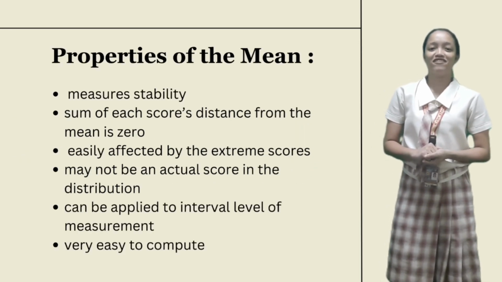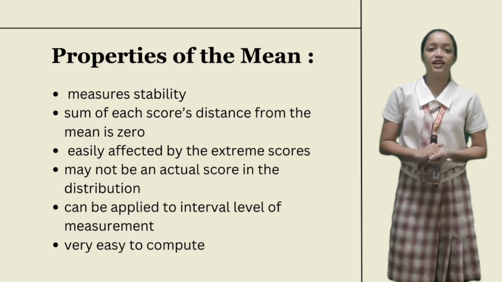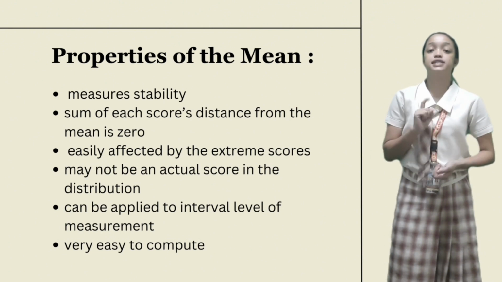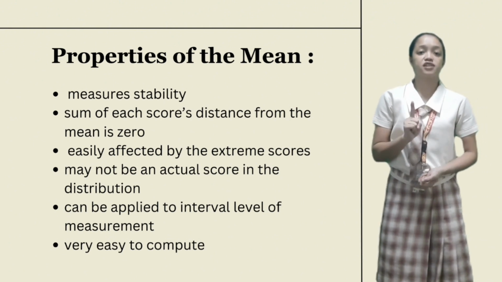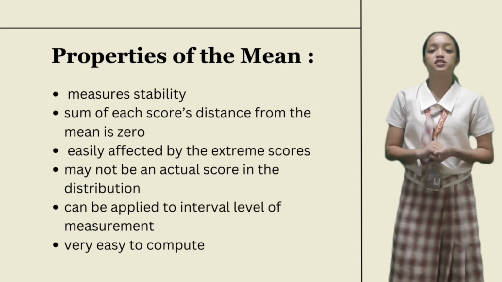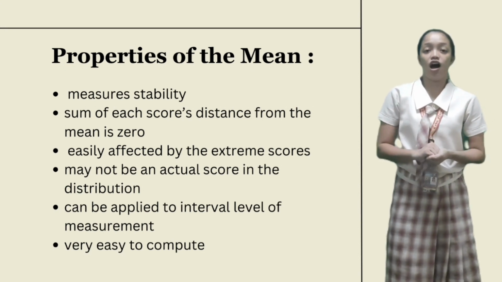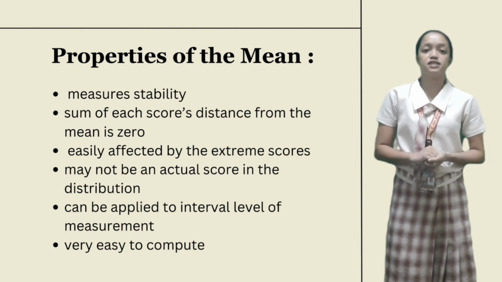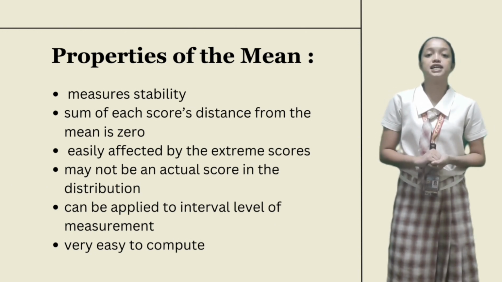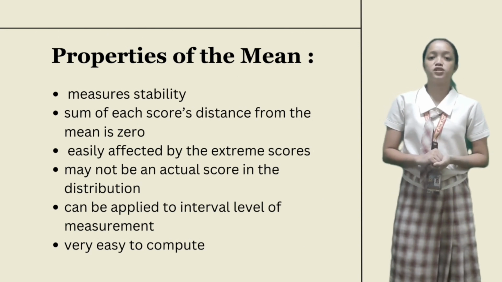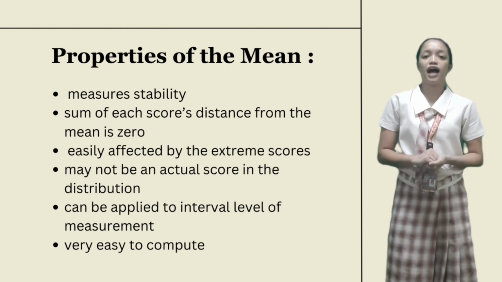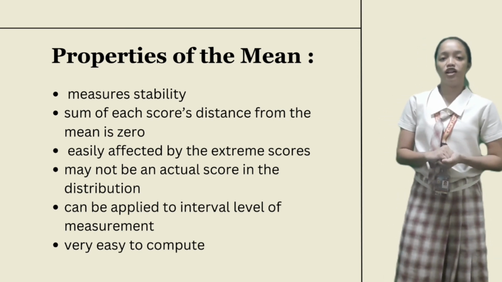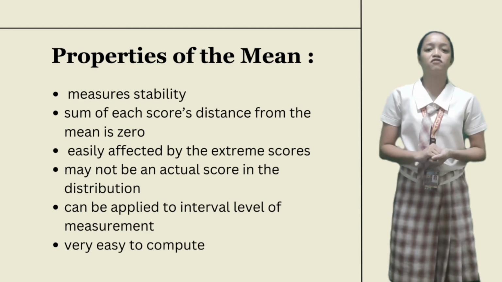Now let's have the properties of the mean that include: A. It measures stability. The mean is the most stable among the other measures of central tendency because every score contributes to the value of the mean. B. The sum of each score's distance from the mean is 0. C. It is easily affected by extreme scores. And D. It may not be an actual score in the distribution, so it can be applied to the interval level of measurement. It is very easy to compute.